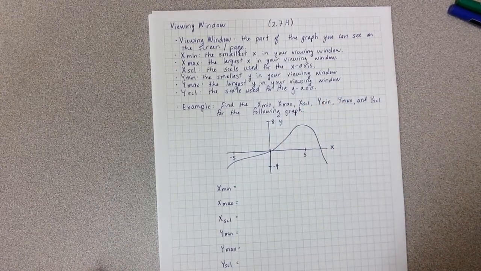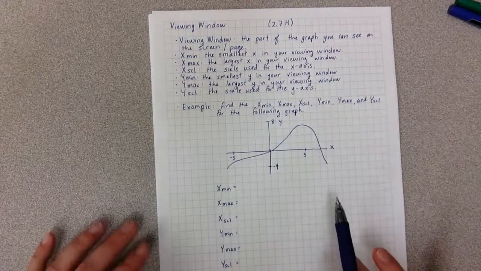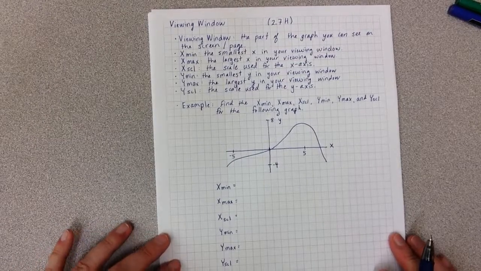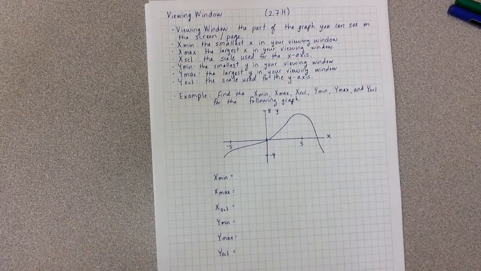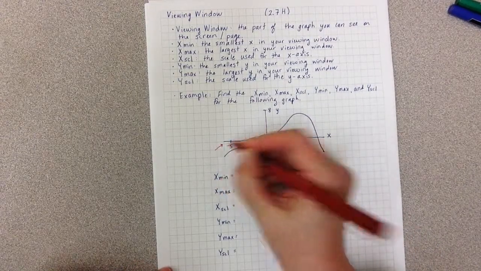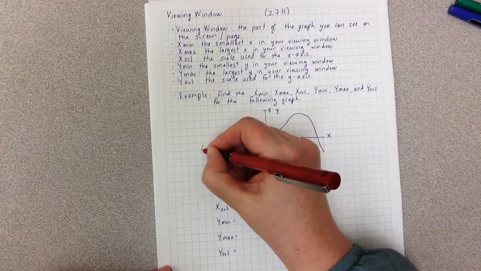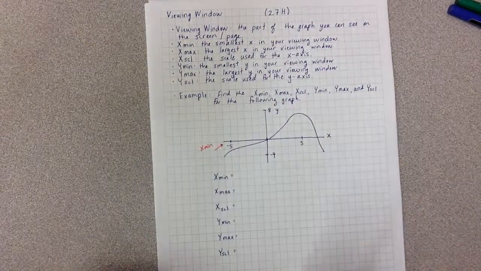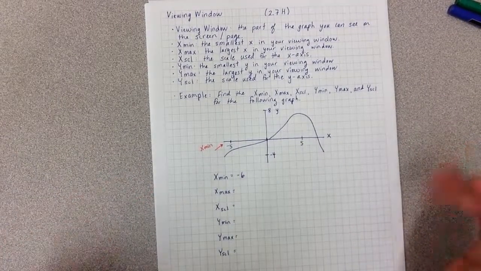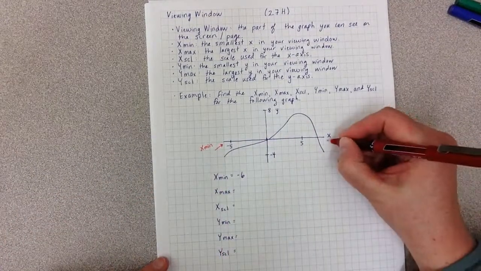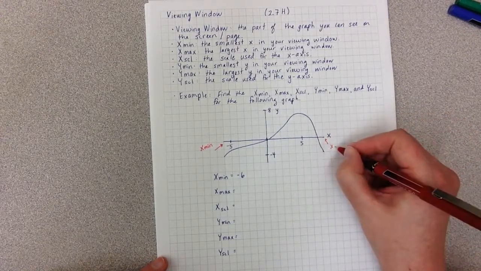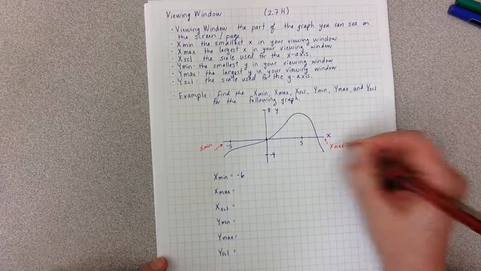So, in our example, we're going to identify for this graph these 6 attributes. We've already pointed them out, but let's just point at them on the graph. Right here, my graph stops at -6. This is our x min. That's the left-hand side, so minimum. On the right-hand side, it stops at 8, and we call that our x max.